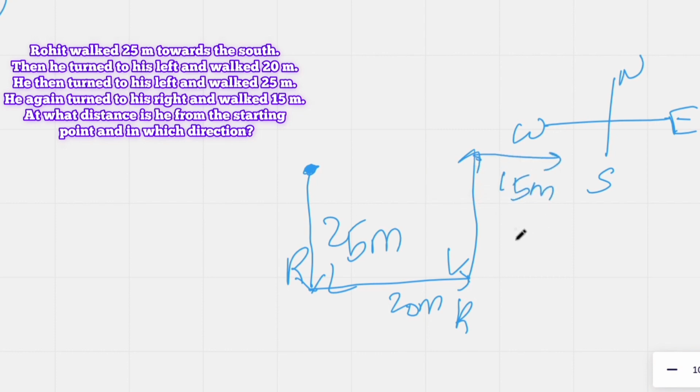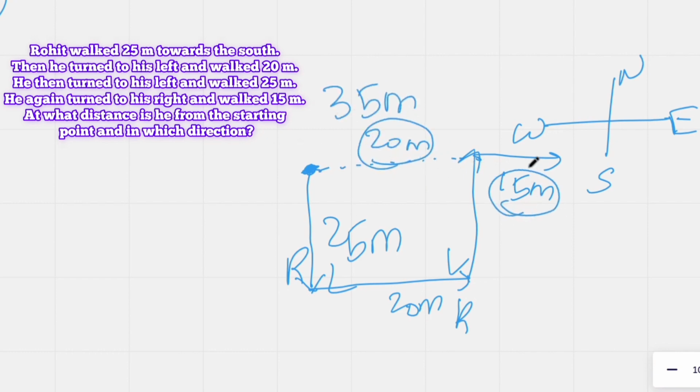At what distance is he from the starting point in that direction? Here they are asking at what point he is from the starting position. We need to count all this. All this comes under 20 meters, so 20 meters plus this 15. 20 plus 15 is how much? 35 meters. Which direction is he facing? He is going this way, which means east. So Rohit is 35 meters apart from his original position and is facing east. This is the solution. So 35 meters east. Like this you need to draw the diagram, make a conclusion and pick the option among the 4 options given in your examination.